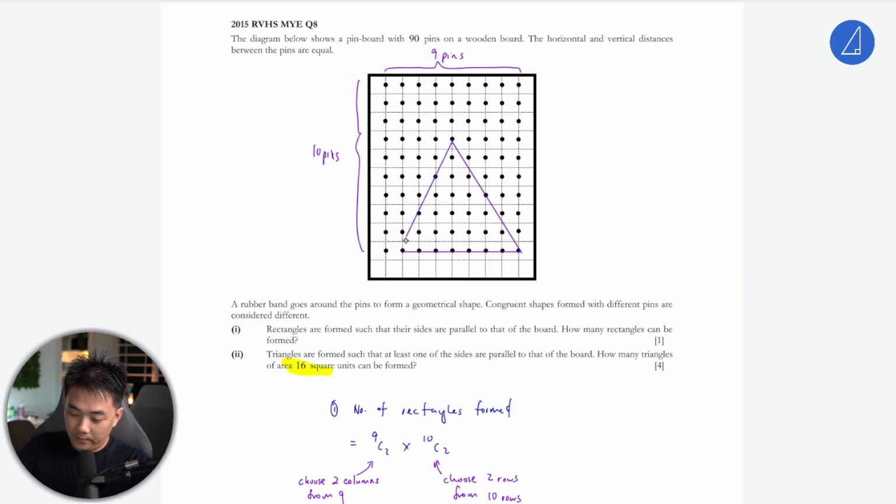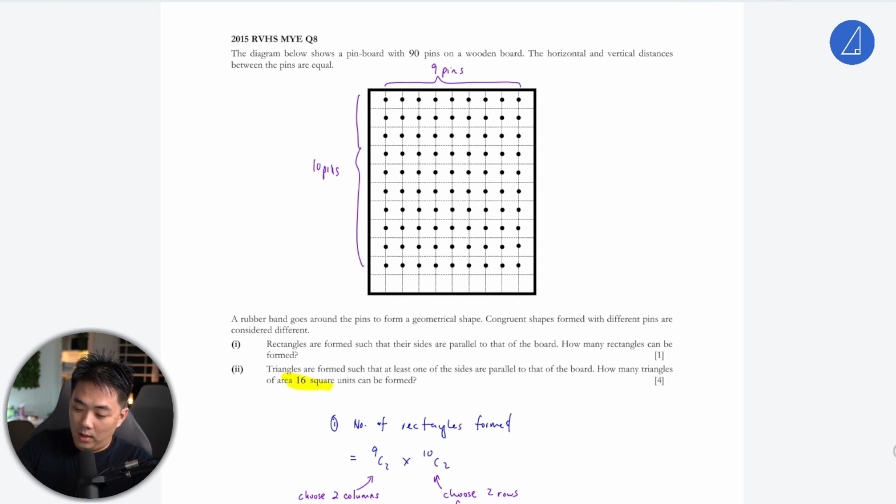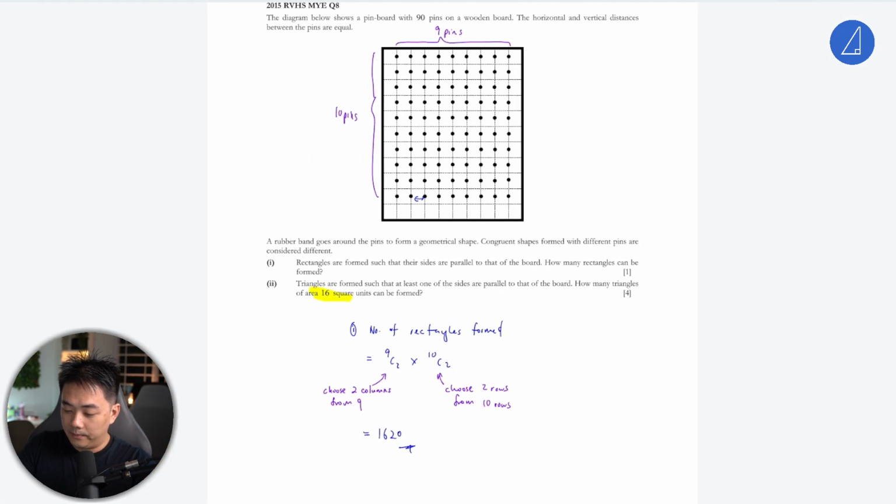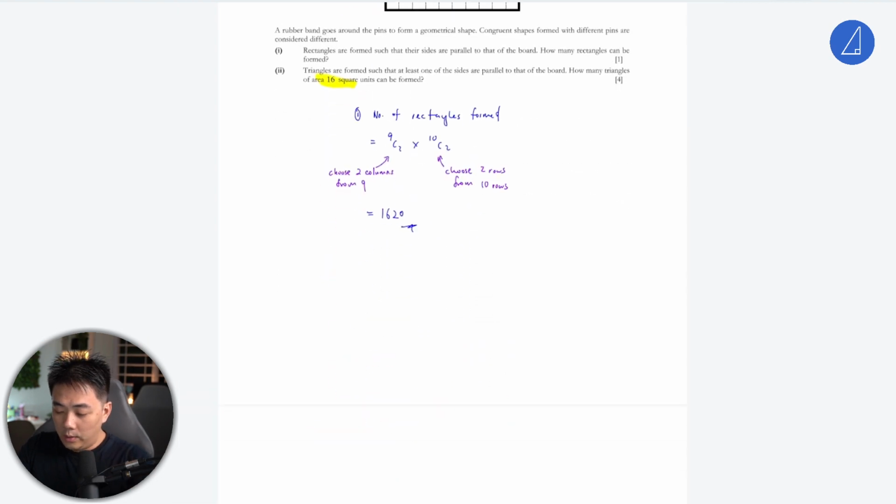Now, each vertical and horizontal distance between pins, I assume, is just 1 unit, although the question didn't say so. Since they did say square units, I'm just going to assume that all these pins are one unit apart. So how do we break this question down?